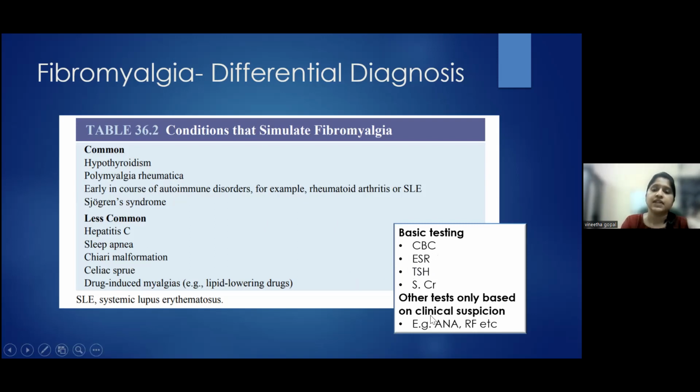Okay. Then other tests like ANA and rheumatoid factor, only if you have that much suspicion of a rheumatological condition. ESR is basically to differentiate from polymyalgia, because in polymyalgia small joint swelling will not be there. Small joint swelling pain, so it actually looks very much like fibromyalgia. So you can differentiate with the help of ESR. ESR will be in the 60s, 80s or 100s in polymyalgia rheumatica.